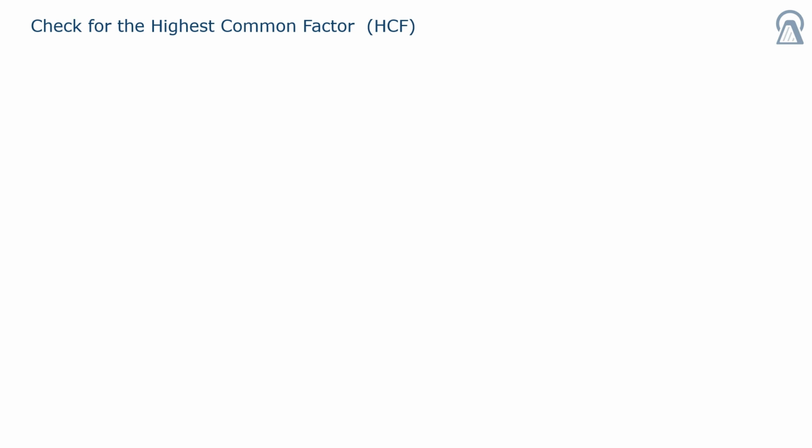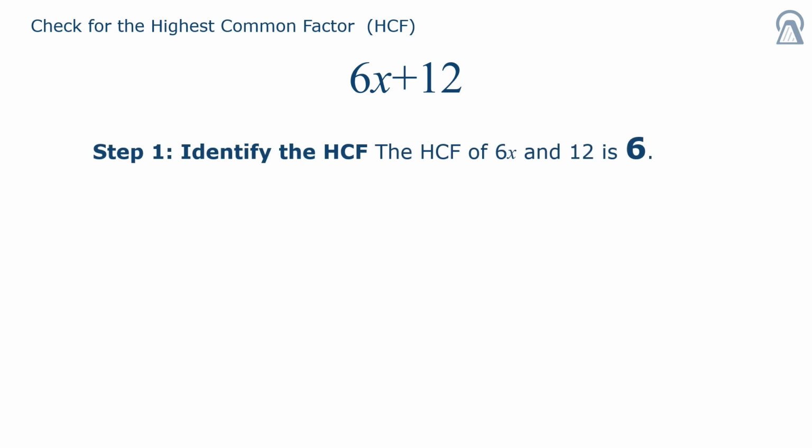So let's use the example 6x plus 12. Our first step is to identify the highest common factor. For 6x and for 12, the highest common factor is 6. It goes into both 6x and 12.